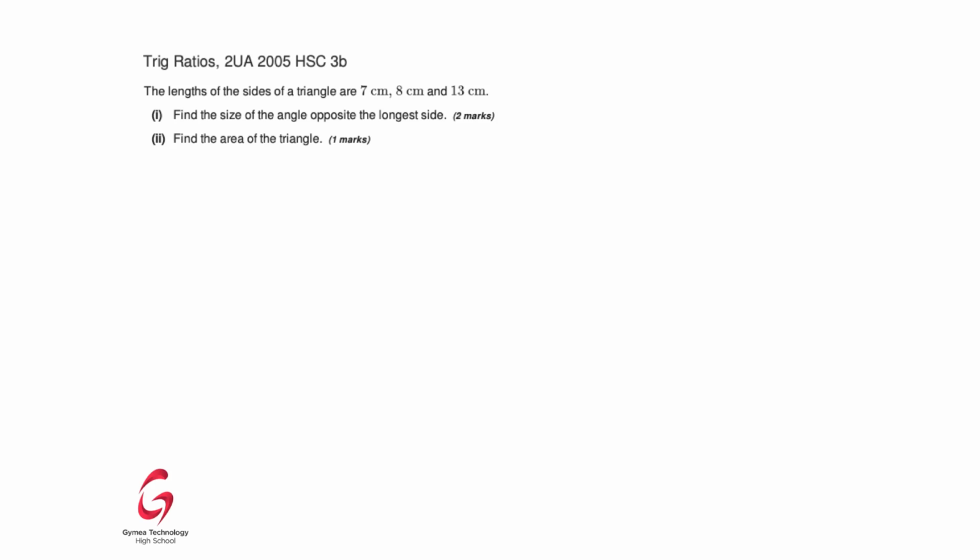Now I've chosen to attempt a past HSC question from all the way back in 2005, just to see how you guys are going. Let's have a look at this question together and work out what we have to do. It says the lengths of the sides in the triangle are 7, 8 and 13 centimetres. So here's my triangle, and we know that all those units are in centimetres. Let's have a look at what the questions actually tell us to do. It says find the size of the angle opposite the longest side, and it's giving us 2 marks for that. And part 2 says find the area.